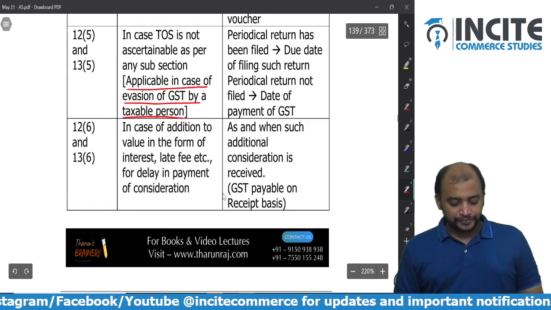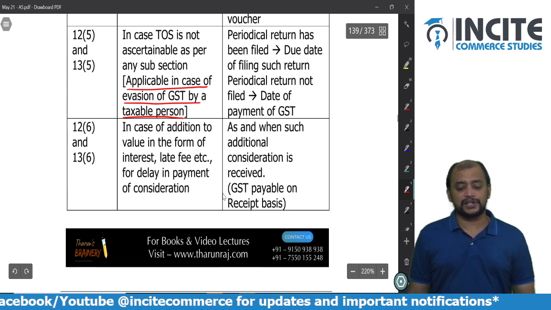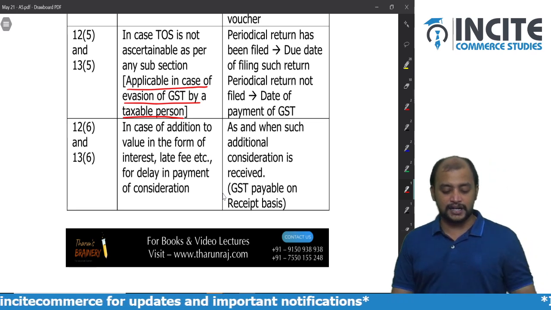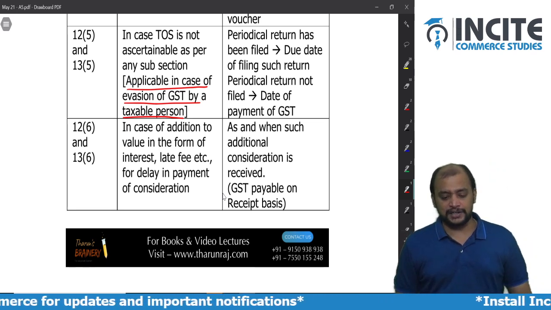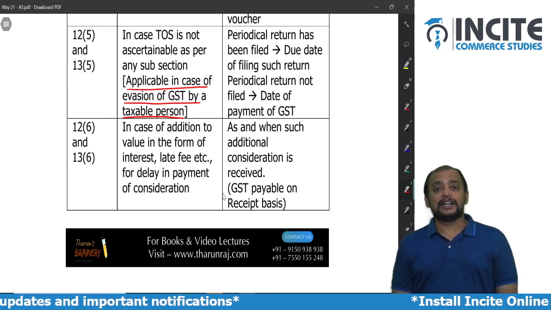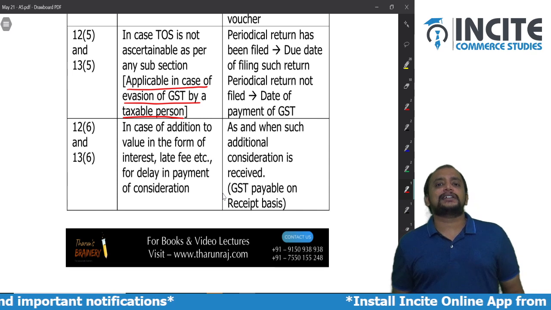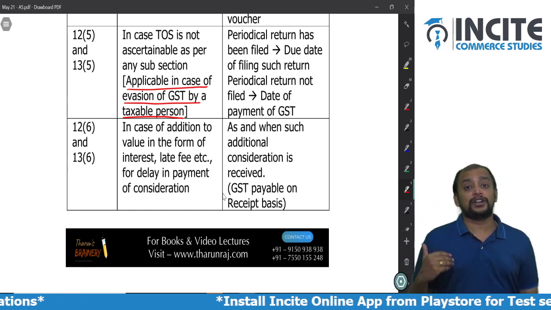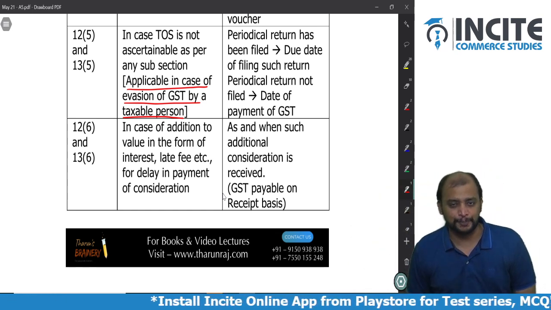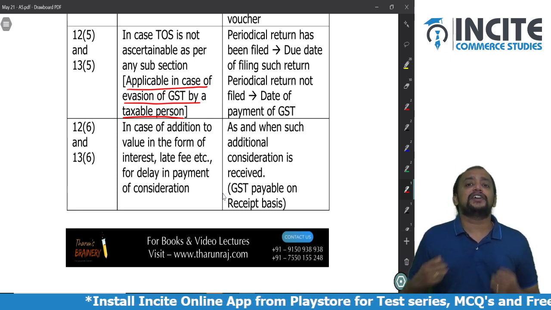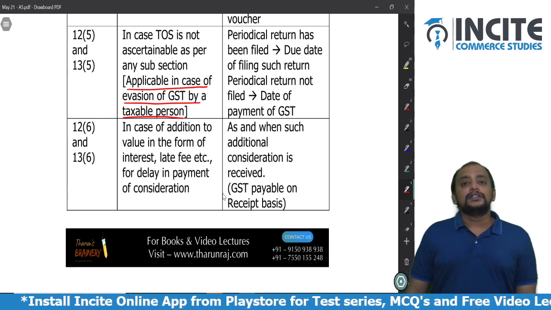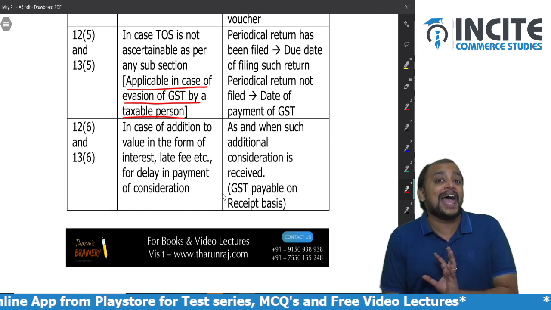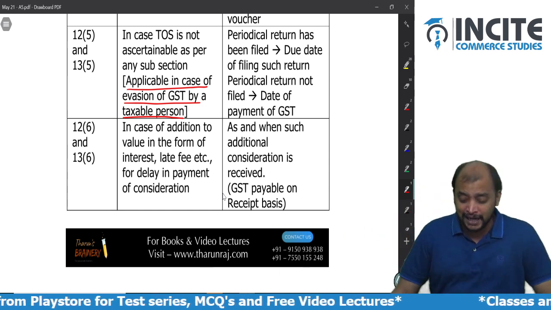Then next, 12 subsection 6 and 13 subsection 6. In case of addition to value in the form of interest, late fee, etc. for delay in payment of consideration, what should be taken? As and when you receive that interest or late fee, you need to pay GST. So for the first time, we are learning something where GST is payable on receipt basis. This point I already told you in value of supply also. GST on interest and late fee, we need to pay on receipt basis, not on accrual basis. So only when we actually receive it, we need to pay GST. Otherwise, we are not required to pay GST on this.